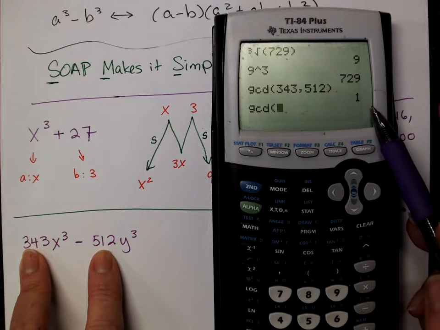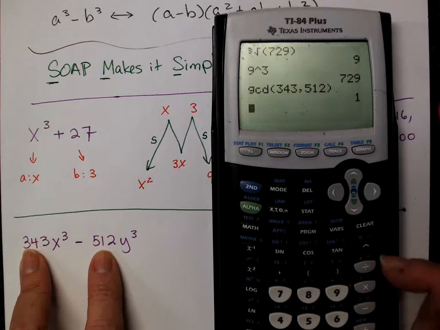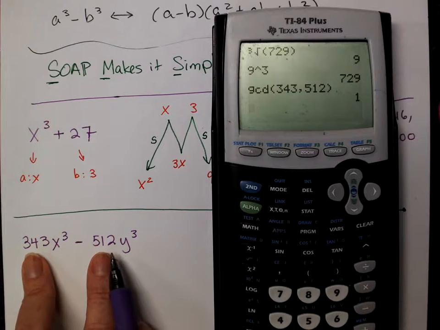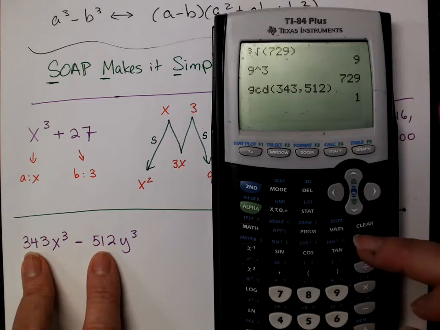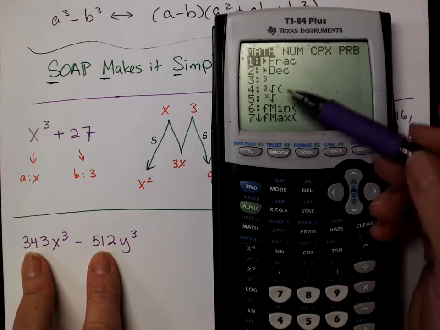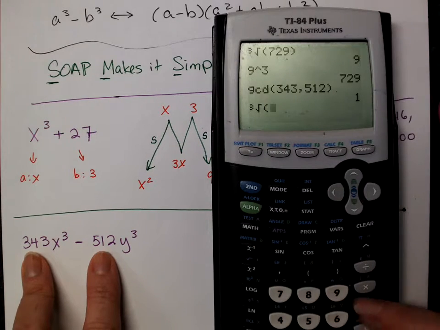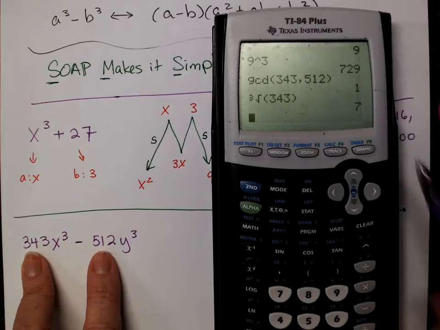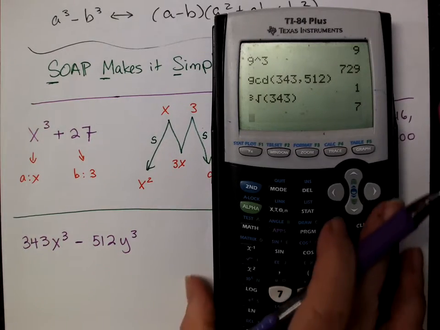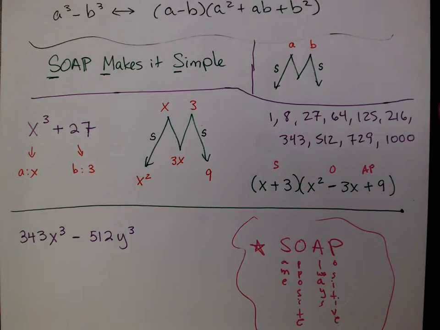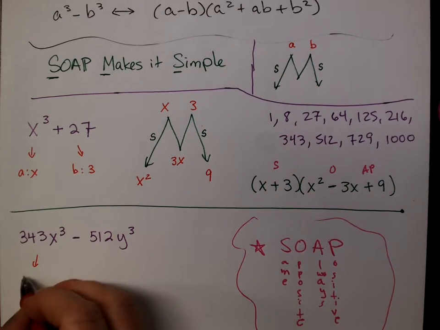Now there's not 1 in this case, so now you know that there's no GCF, so now you see if they're perfect cubes. Hopefully you recognize those are, but if not, remember you can go to math, number 4, and see 343, and it tells you 7. And if you do the same thing for 512, it'll tell you 8. Okay. So, what is my A in this case?